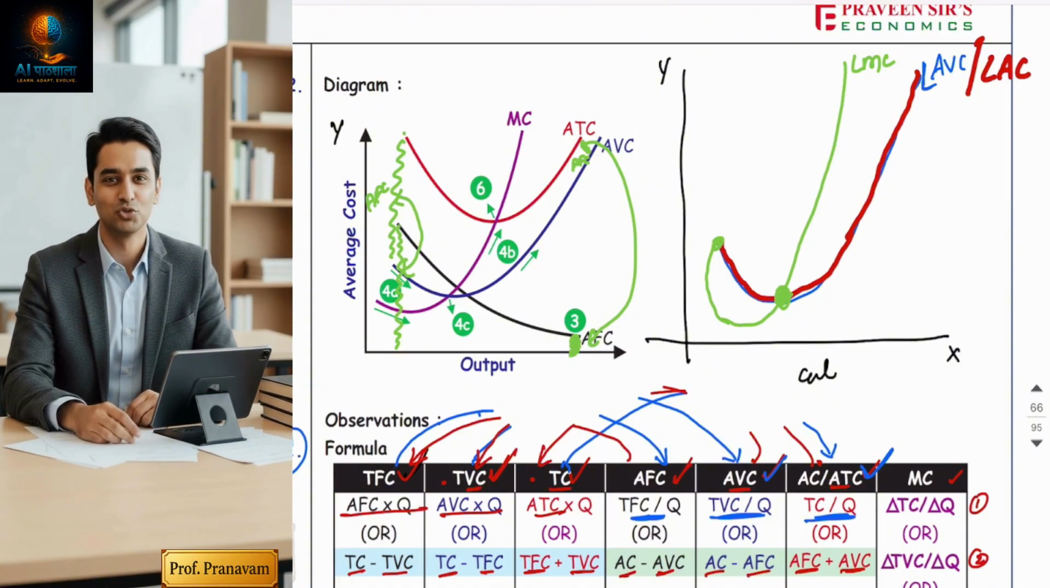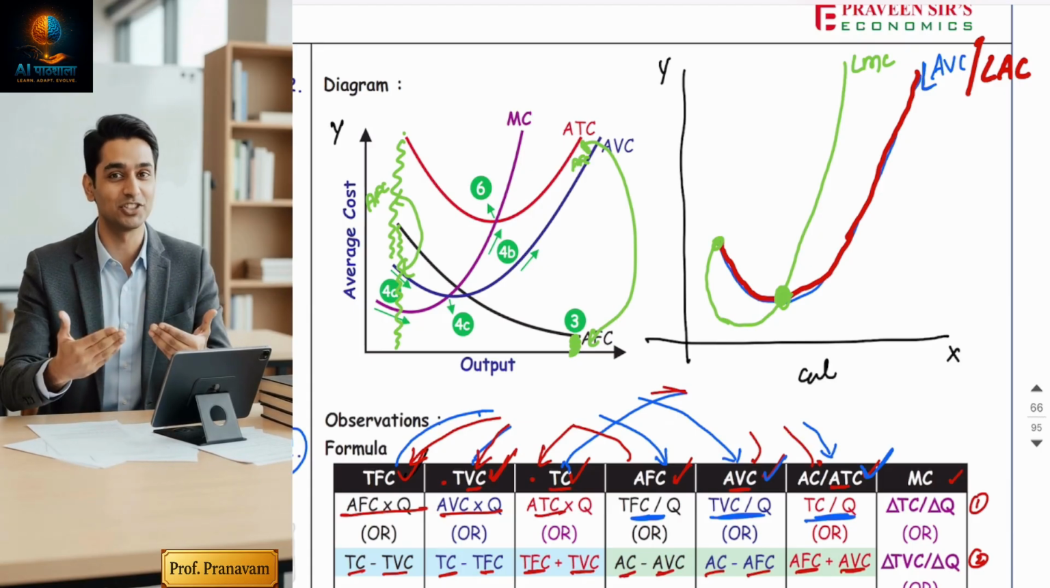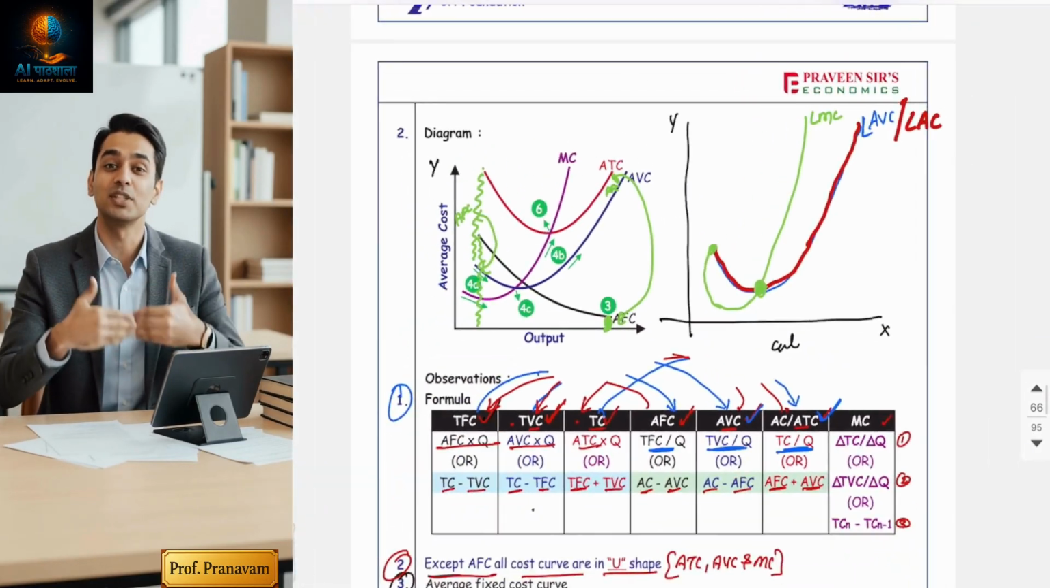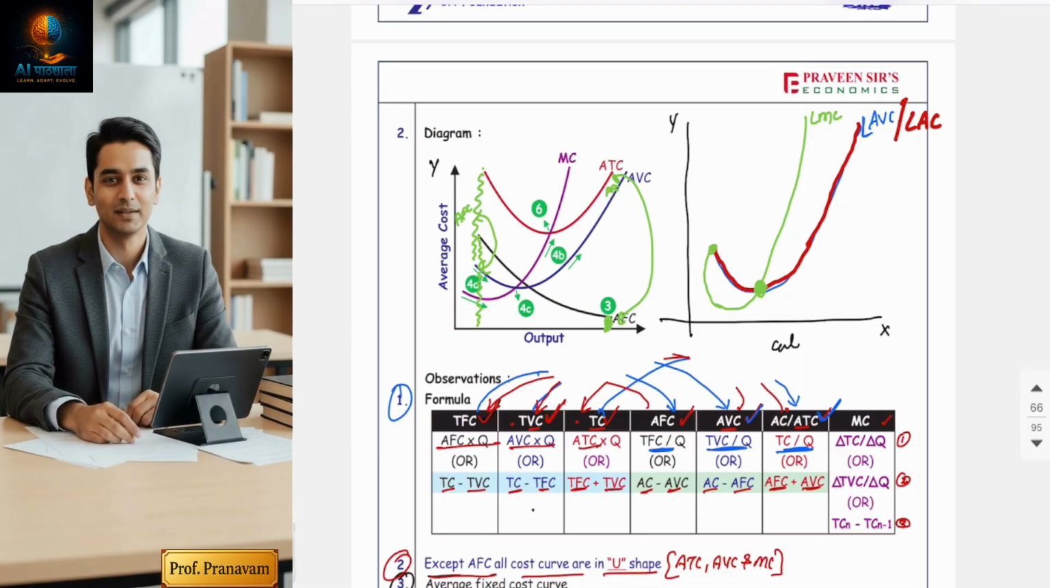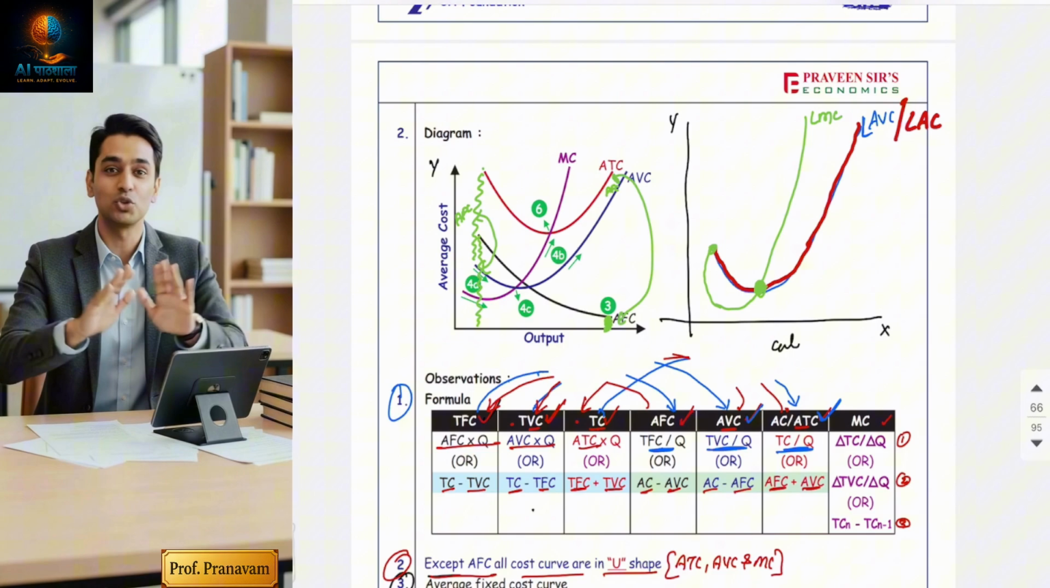Okay, so this is my long run cost curve. It has been derived from short run only. The logics and reasons are the same, because the nature of the curve does not change. Only the situation is changing: with fixed cost, it is short run; without fixed cost, it is long run.